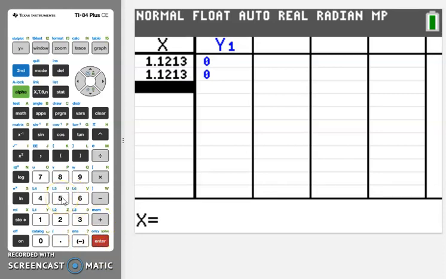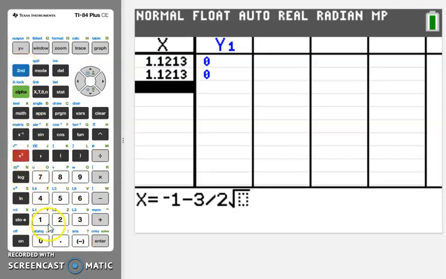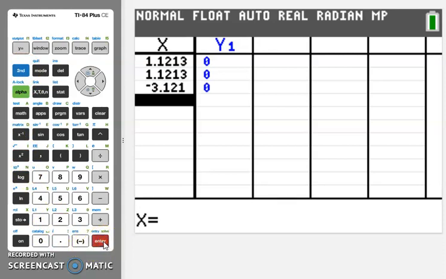Oh, I didn't put the negative, did I? Let's try that again. So -1 minus 3 divided by 2 times the square root of 2. There we go. That's a different answer. That would be answer choice B.